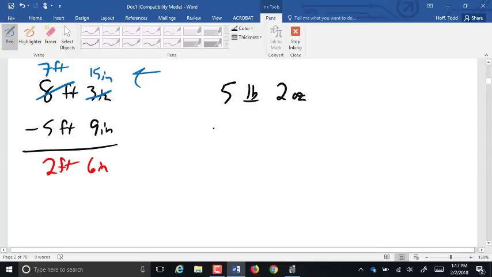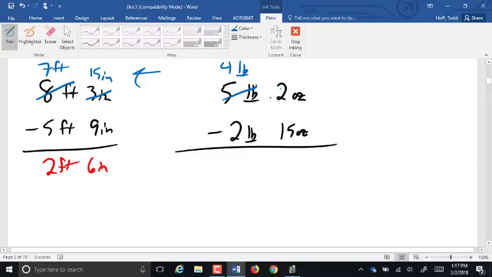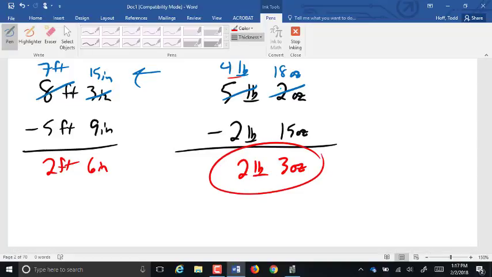Now we have 5 pounds, 2 ounces. Let's subtract 2 pounds, 15 ounces. Tell me what to do. Borrow from the 5. That's going to become 4 pounds. The 2 becomes 18 ounces, because that's plus 16, right? Now, 18 minus 15 is 3 ounces, and 4 pounds minus 2 pounds is 2 pounds.